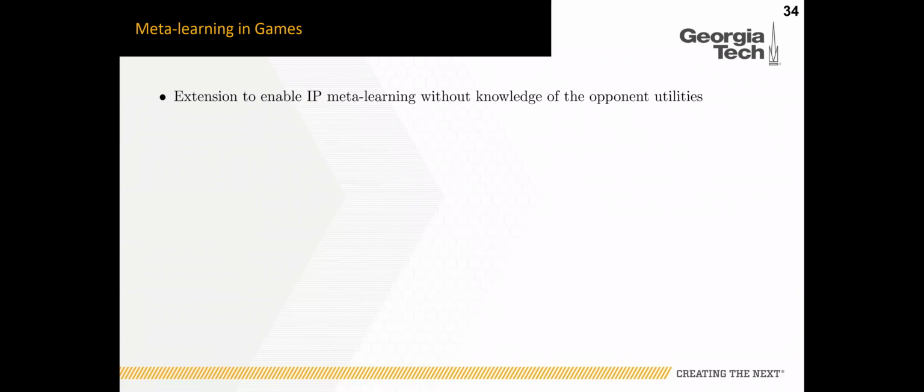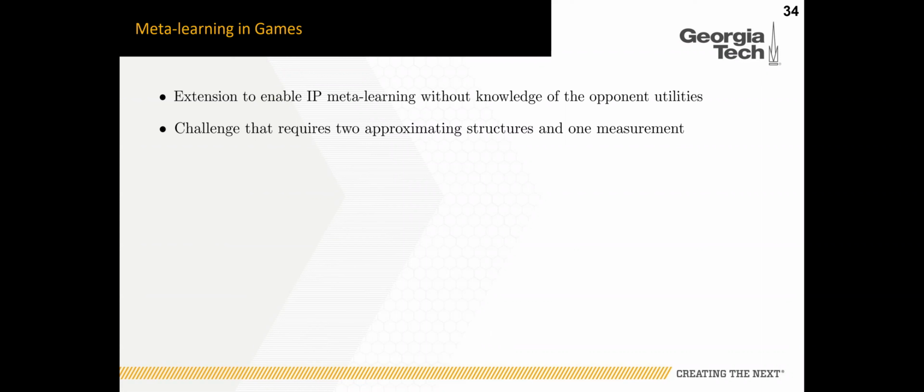Okay, so now we can extend this to meta learning, where we don't have any knowledge of the opponent utilities. Remember, before, I knew the opponent utilities and then I derived my score functions. But now, here, I don't have any knowledge of the opponent utilities. So instead of using only one approximating structure, I will use two approximating structures and only one measurement.